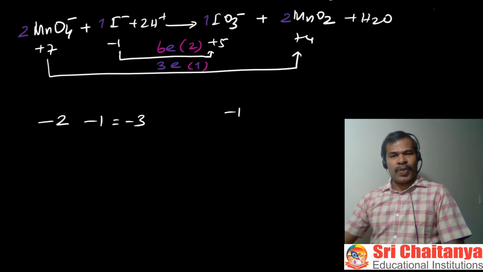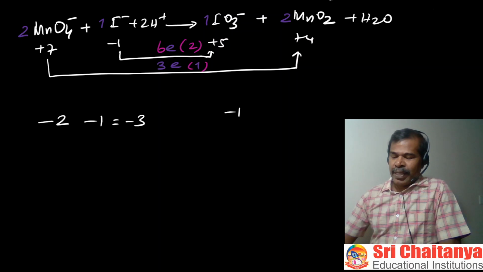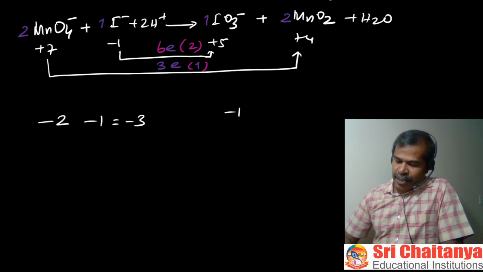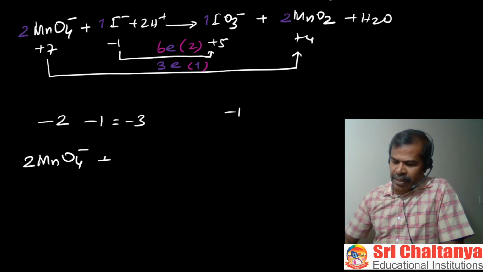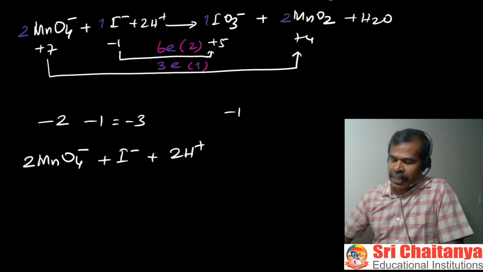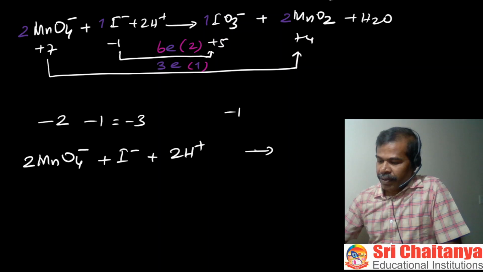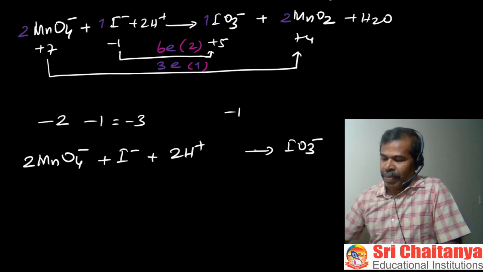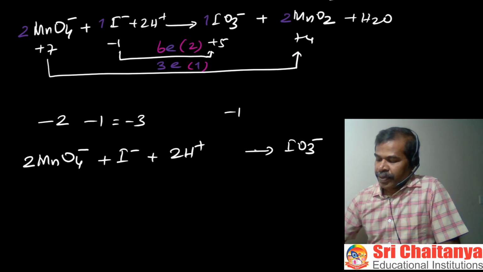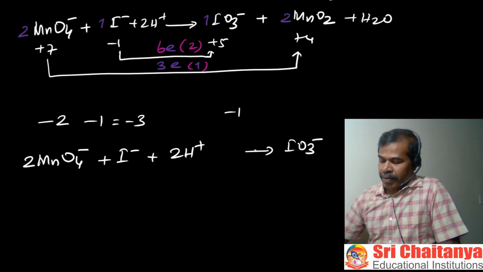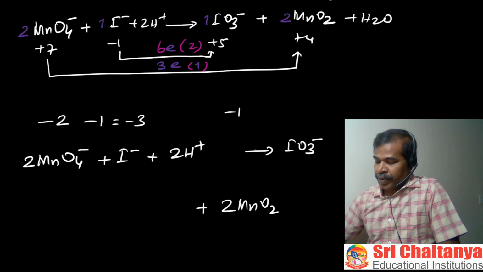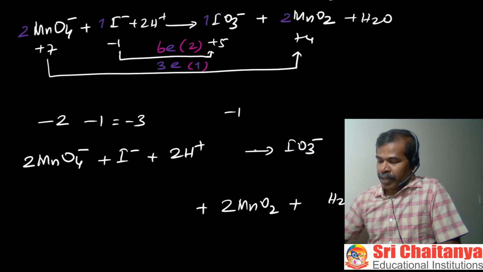But the question was in basic medium. So what should I do? Now what you do is take the reaction again. 2MnO4 minus plus I minus plus 2H plus giving IO3 minus plus 2MnO2 plus H2O. This is what you have.